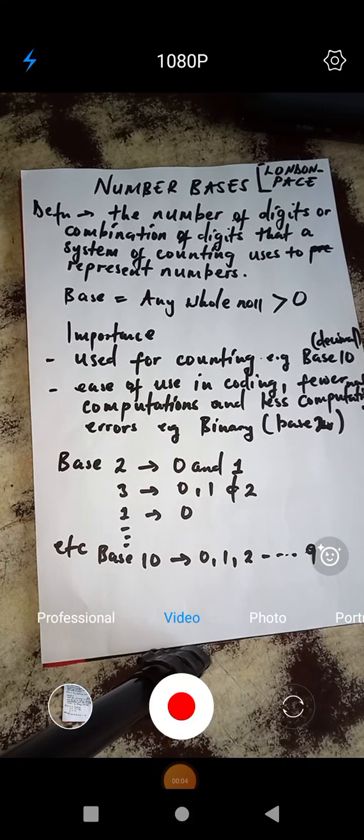We're on chapter 1, number bases. Its definition is the number of digits or combination of digits that a system of counting uses to represent numbers. Base is equal to any whole number which is greater than 0.